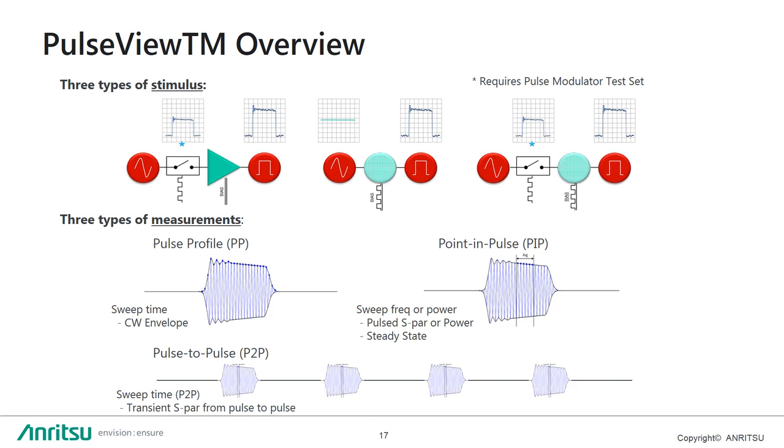And finally 3, pulse to pulse. This looks at behaviour from one pulse to another, i.e. S21 phase from pulse 1 to pulse 3.